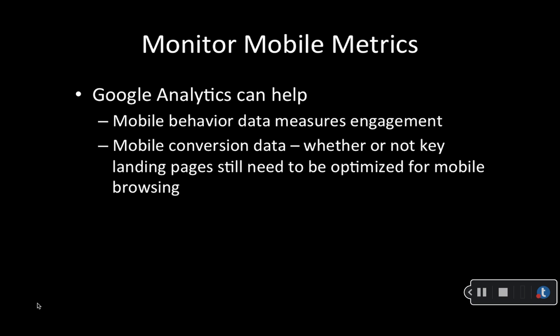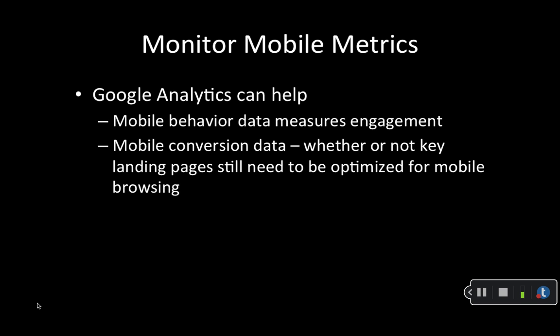Adding the device category field to the site content dashboard on Google Analytics will display the quantity and quality of mobile traffic to each individual page on your site. The table on the site content dashboard includes metrics like page views and bounce rate.